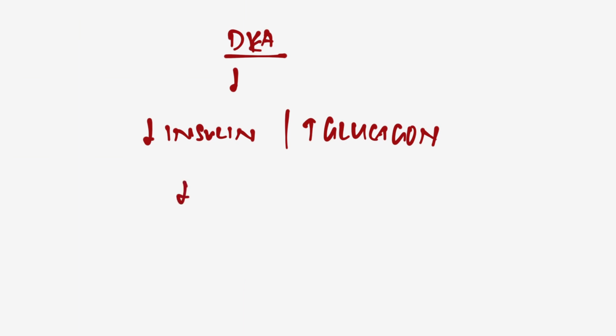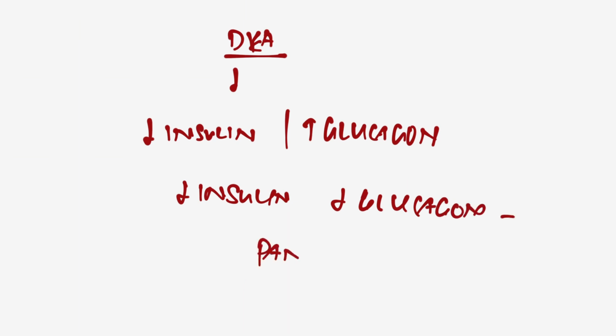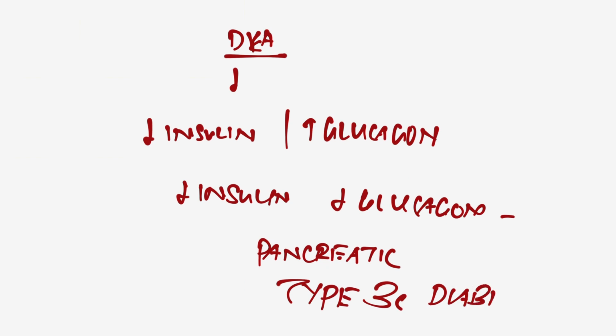So let's say you have less insulin and less glucagon. This happens in which patients? It happens in patients with pancreatic diabetes, also known as type 3C diabetes, right? In these patients, you have both less insulin and less glucagon. So these patients require insulin, but they don't develop diabetic ketoacidosis.